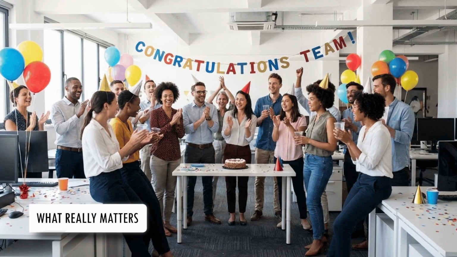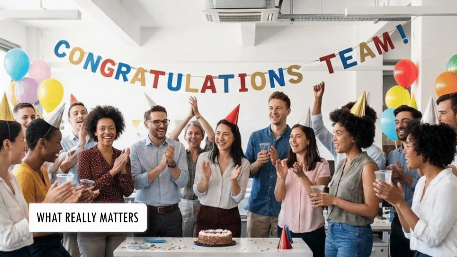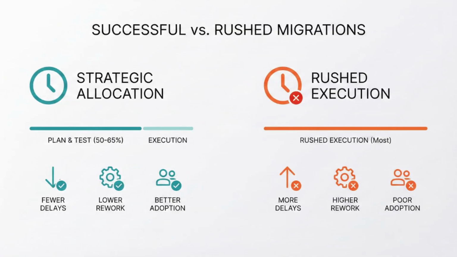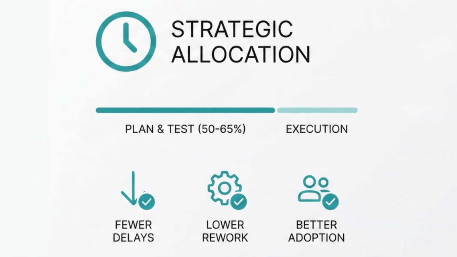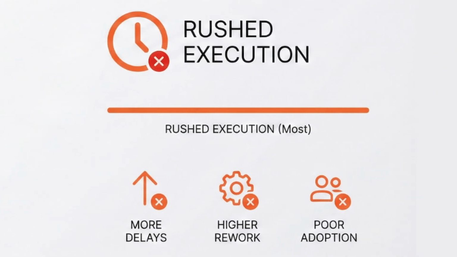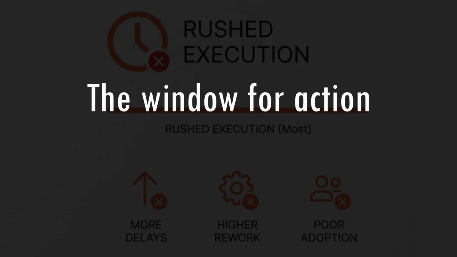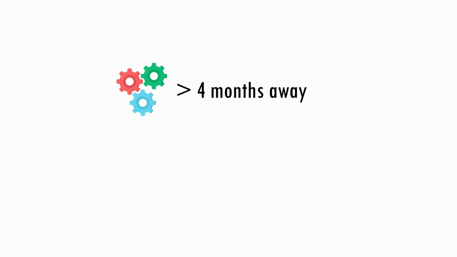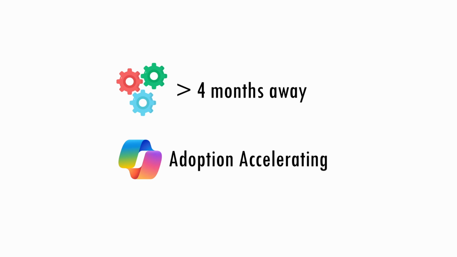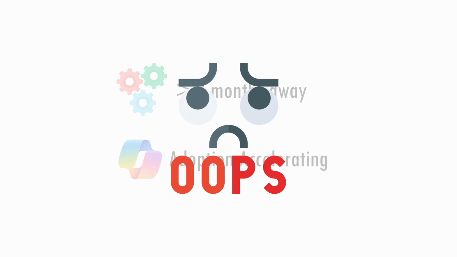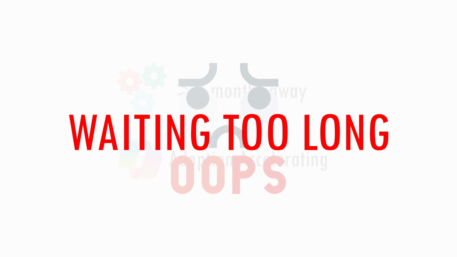Let's bring this together with what really matters for your SharePoint migration. Organizations that allocate 20 to 25% of their timeline to planning and 30 to 40% to testing consistently deliver migrations with fewer delays, lower rework, and better user adoption than those that rush straight to execution. The window for action is narrowing quickly. With workflow retirement less than 4 months away and Copilot adoption accelerating, the most expensive mistake at this point is waiting too long to address these risks.